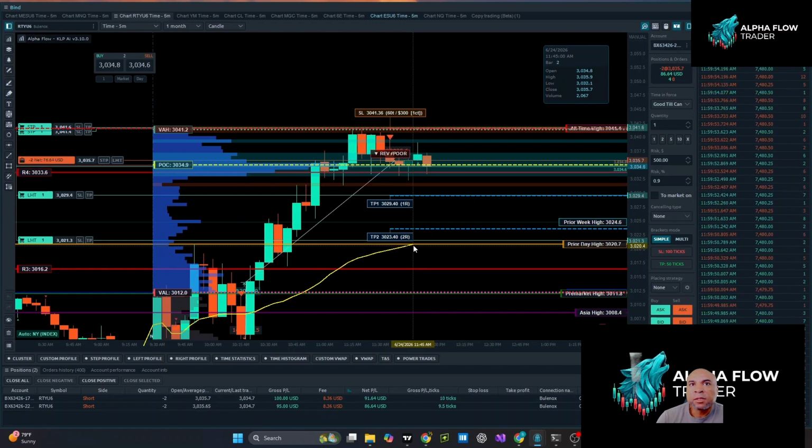VWAP here lines up nicely with my last target of prior day's high, which is my last target to the downside. So you could essentially say I'm using VWAP as my TP2.